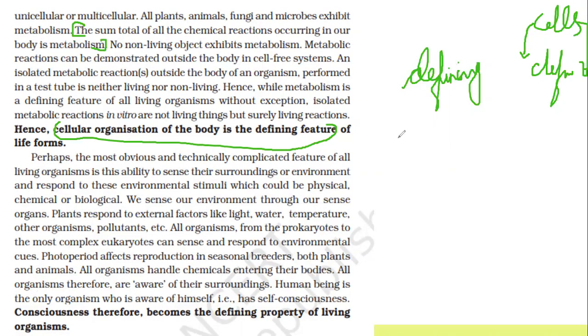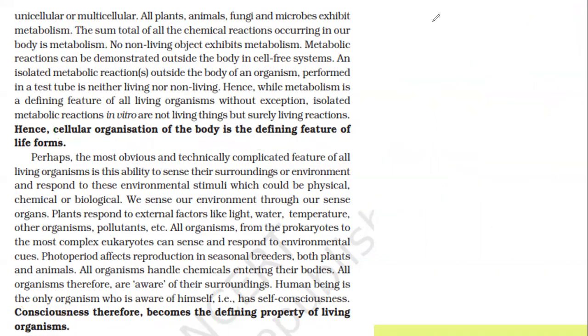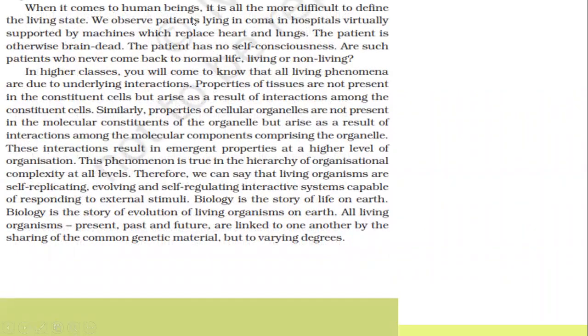Next factor is the ability to sense our surroundings and mount a suitable response. They are aware of the surroundings, or consciousness. Only living organisms are aware of themselves, whereas non-living objects are not aware of their surroundings. So consciousness is a defining property of living organisms. When it comes to human beings, it is more difficult to define the living state, for example, observations in coma.